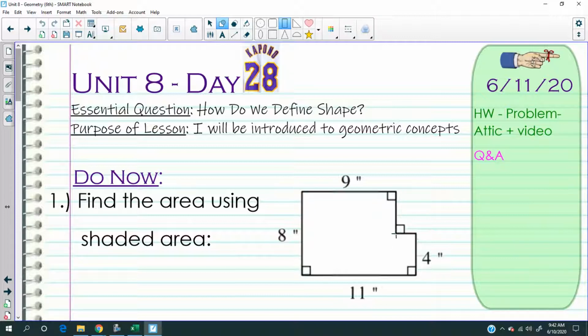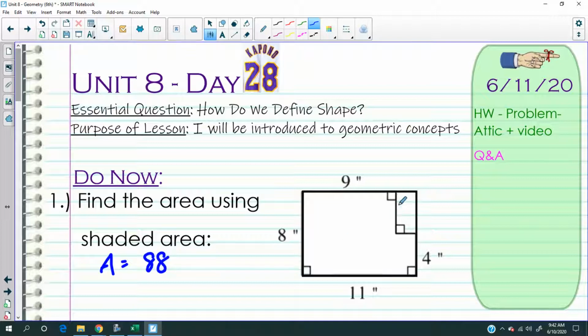Now I know you can split this up by drawing a box here, right? That's fine, but I wanted you to practice not doing that. So okay, let's draw a box. So here we have a big rectangle. Now what are the dimensions of this? This is 8 by 11. Okay, so that's 88 right here.